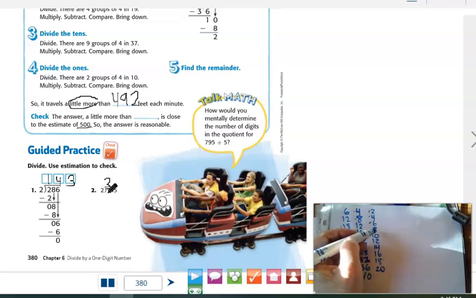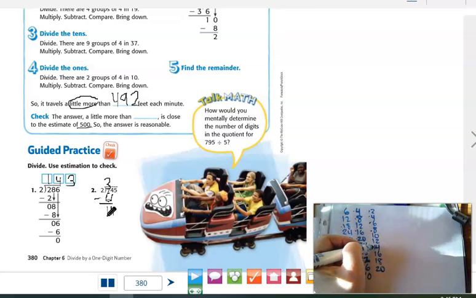3 times 2 is 6. And my writing is much bigger than what the book has given space for, so this is going to get messy. 7 minus 6 is 1. And since 1 is less than 2, that means my division is right. I'm going to bring down the 4. Now I've got 2 and 14.